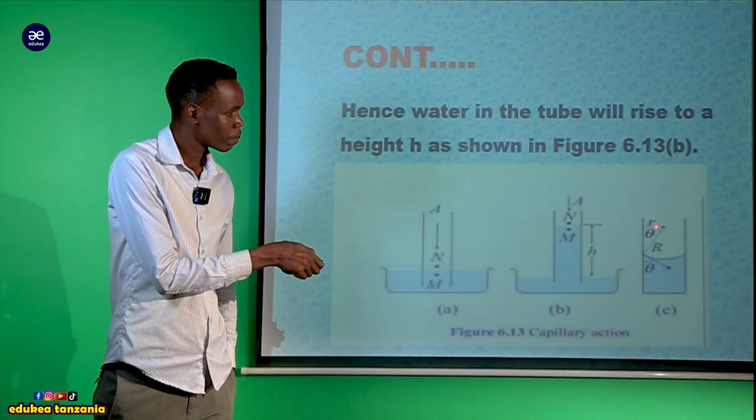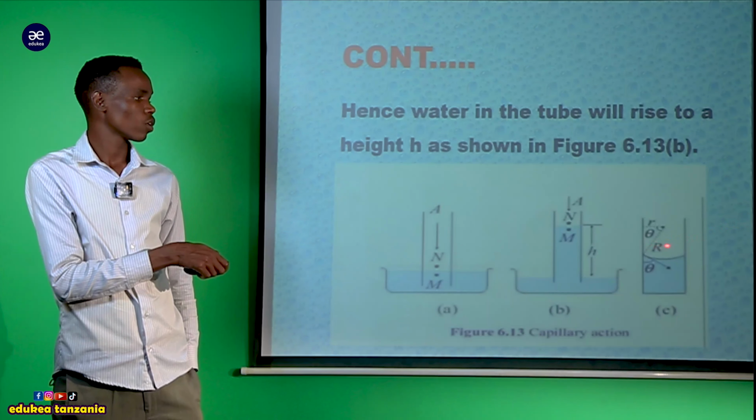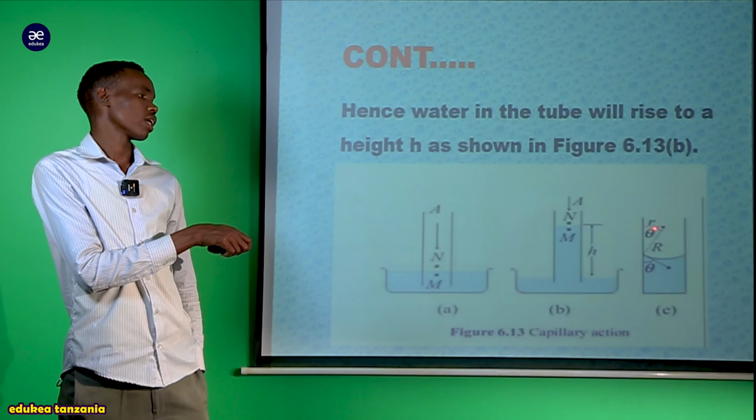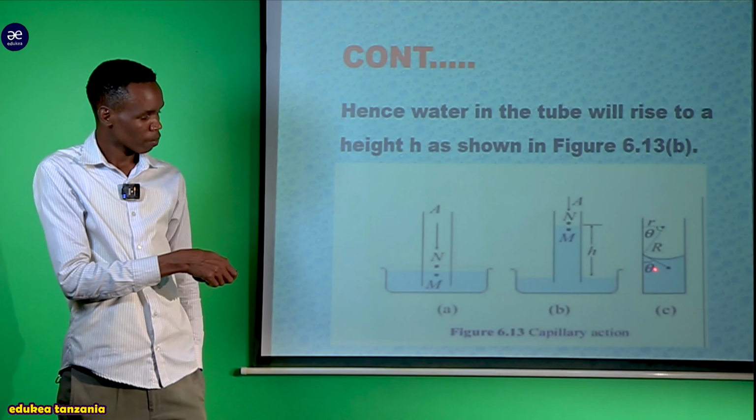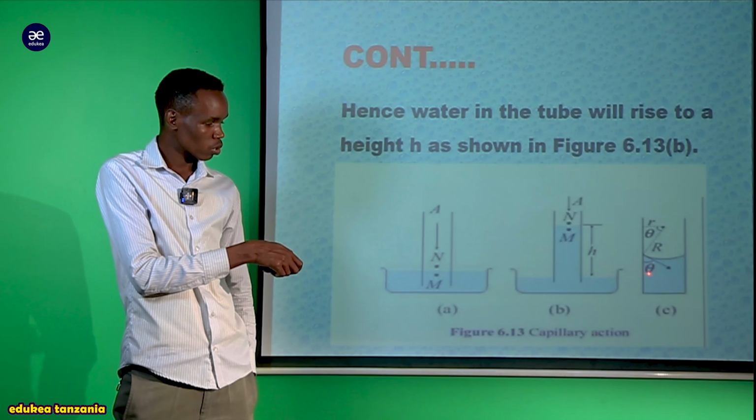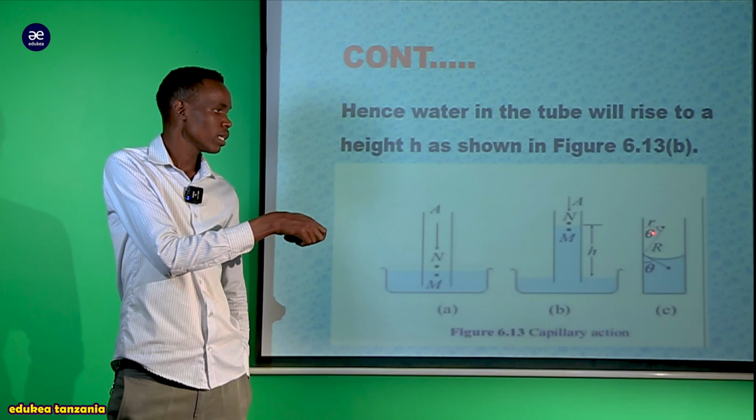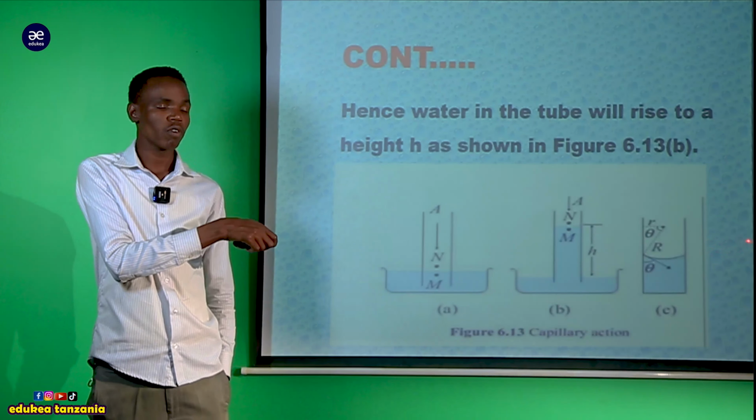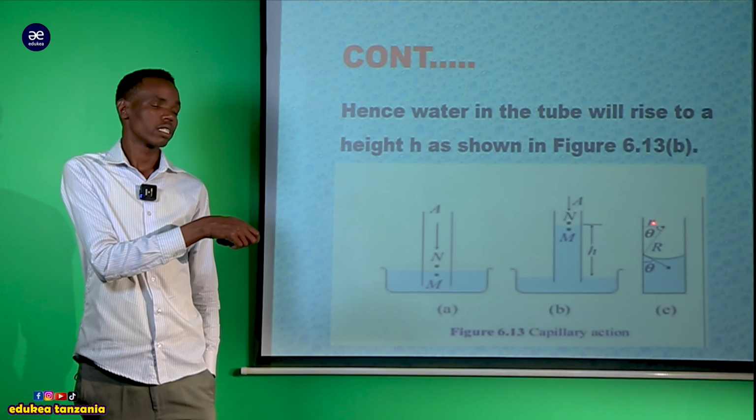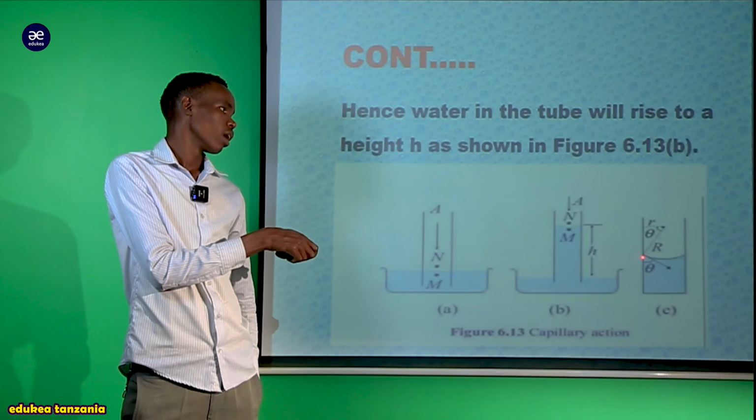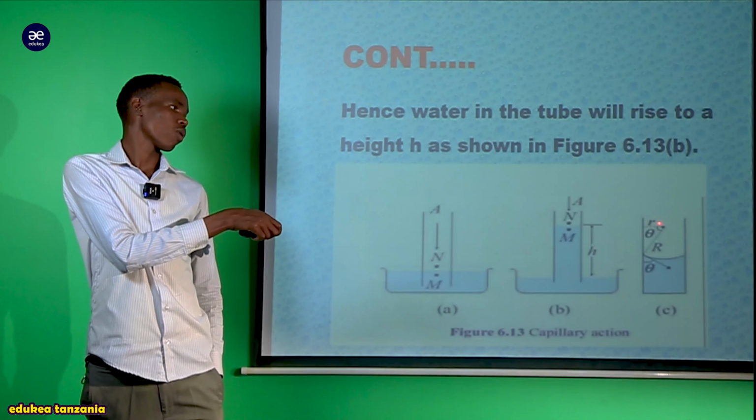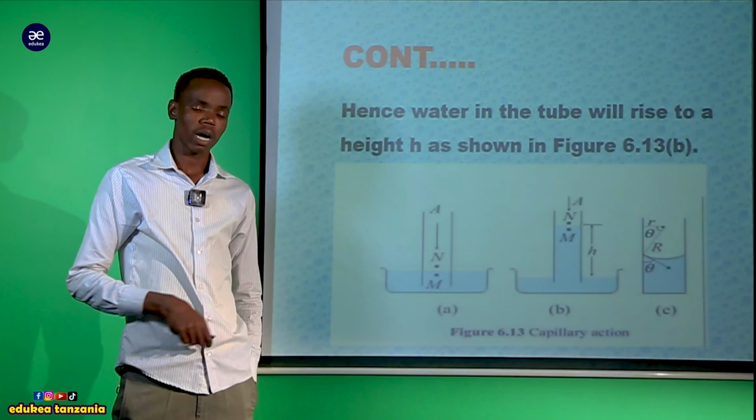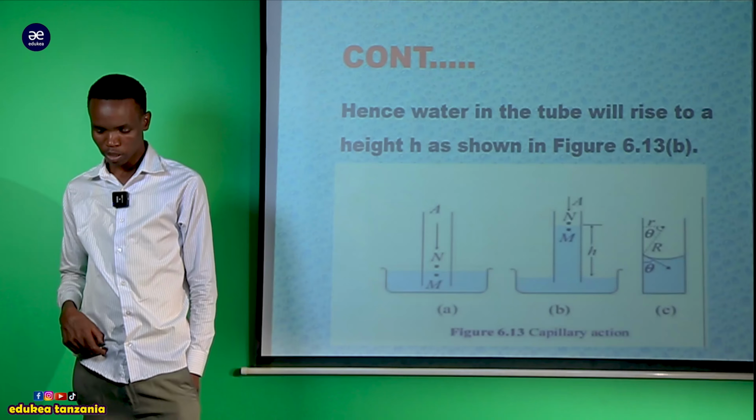The R represents the internal radius of the tube. The angle theta here, my dear student, the angle of contact, must be the same as the angle that is formed at the center between the small letter r and the capital letter R, as we see here. The angle here is equal to the angle here, as we observe.